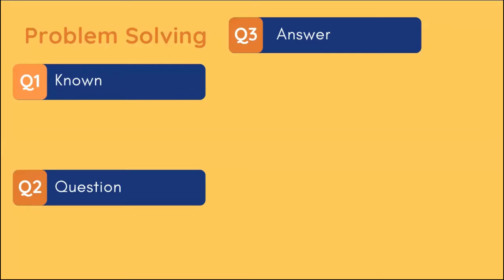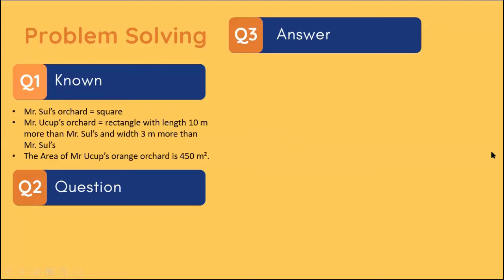Problem solving. The first step is we write the known. We know Mr. Soal's orchard is square and Mr. Ucup's orchard is a rectangle, with the length 10 meters more than Mr. Soal's and the width 3 meters more than Mr. Soal's. The area of Mr. Ucup's orange orchard is 450 meters square. Next, we write the equation. The equation is the area of Mr. Soal's apple orchard. And then we will write the answer.